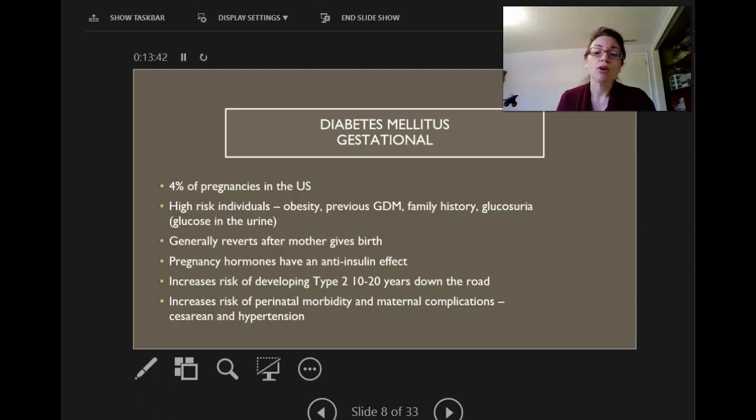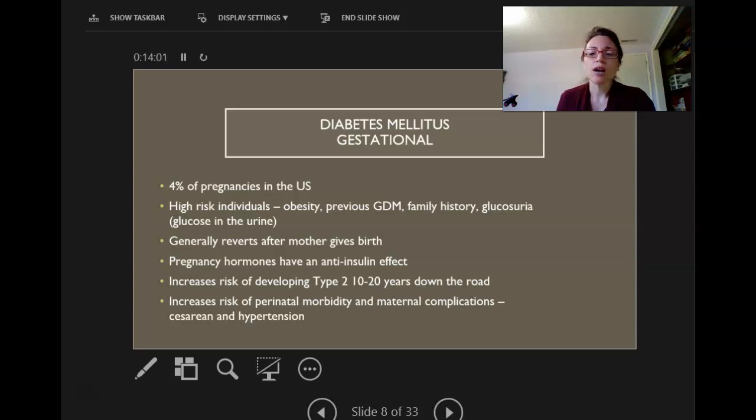Glucosuria, which is glucose in the urine. So if anybody who's been pregnant or has had a close family member knows that every time you go to the doctor, they have you get a pee sample, and they're testing for glucose in your urine and proteins in your urine and things like that.